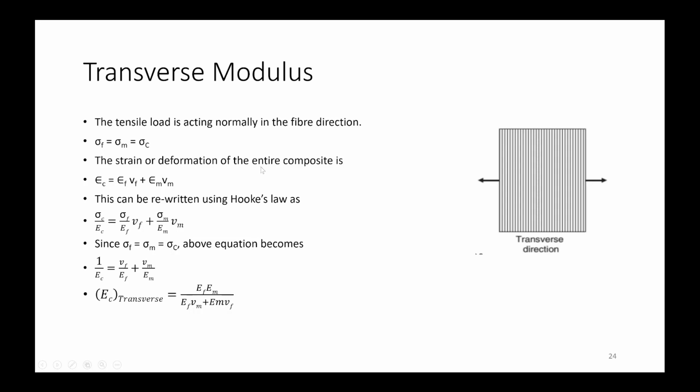The strain or deformation of the entire composite is εC equal to εF VF plus εM VM. Now this can be rewritten using Hooke's law, as strain can be written as stress upon elastic modulus. After writing this, we can simply say that all sigma is equal, so sigma will be cancelled from both sides. So 1 upon EC equal to VF upon EF plus VM upon EM. And EC, this Young's modulus of the total composite, can be obtained like this.